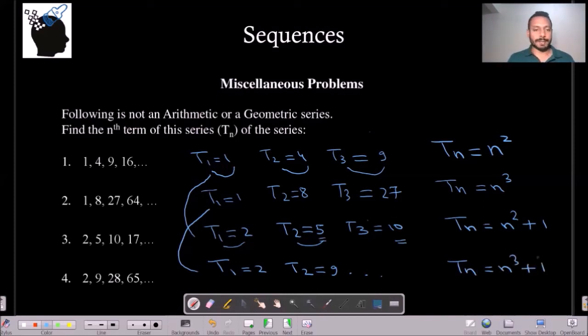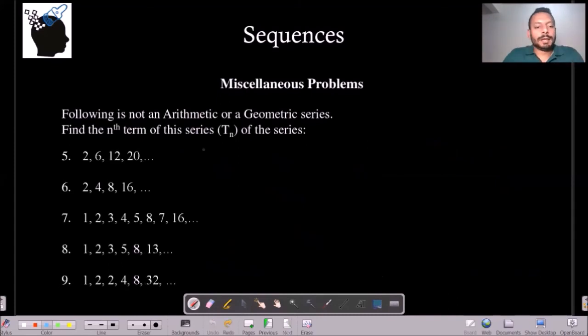Now let's try some tougher ones. Let's try the fifth one. So in this case, T1 is equal to 2, T2 is equal to 6, T3 is equal to 12. Now again, the numbers are increasing quite fast. So probably they are either squares of some numbers, or I'm adding a couple of numbers to get them, or they might even be the product of a couple of numbers. So let's try to see what logic we can apply.